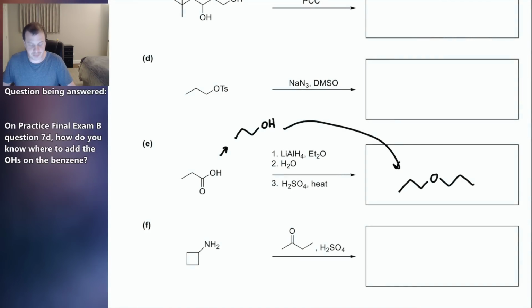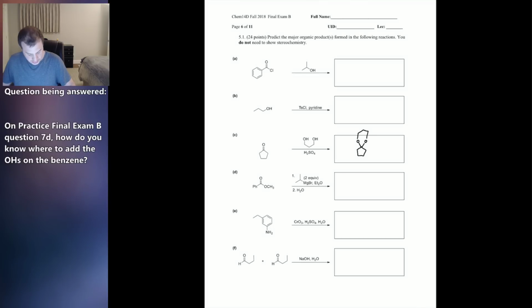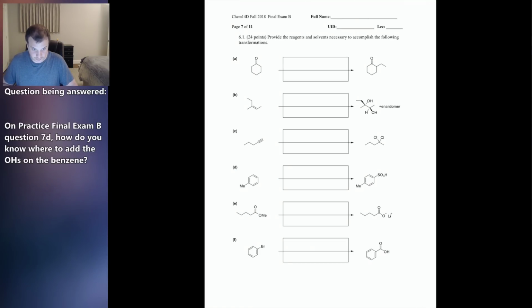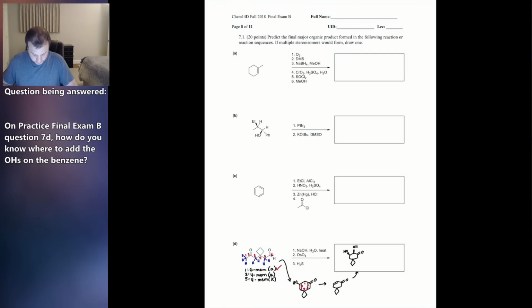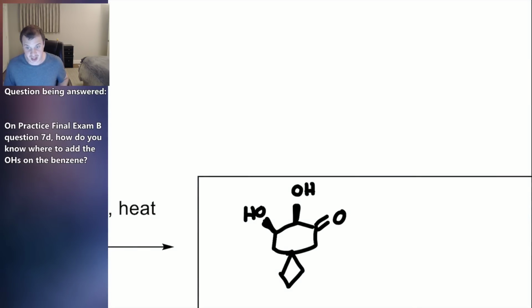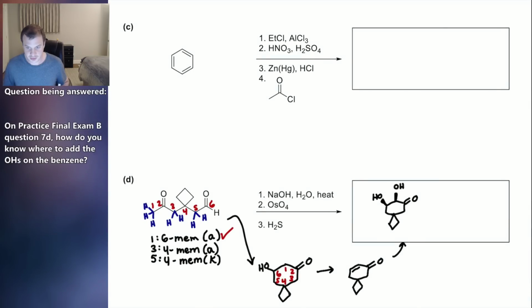Practice final exam B, question 7D. How do you know where the OH is on the benzene? Okay, so a few issues here. Remember that we just worked out this problem, and there's no benzene in this molecule. Just because there's a 6-membered ring does not mean that's benzene. This is not a benzene. In order for it to be benzene, it needs to have 3 alternating double bonds, okay?